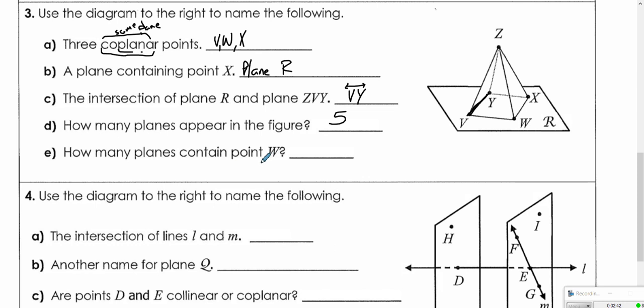How many planes contain point W? Okay, let's see. Point W is right there. How many planes? Well, the ground and the bottom of this plane, that's 1, have point W. The front of the pyramid has point W as part of it. And the right side, so how many planes have point W as part of them? 3.